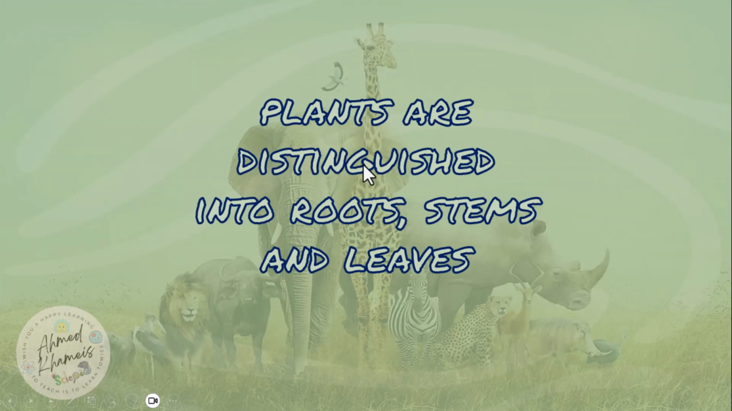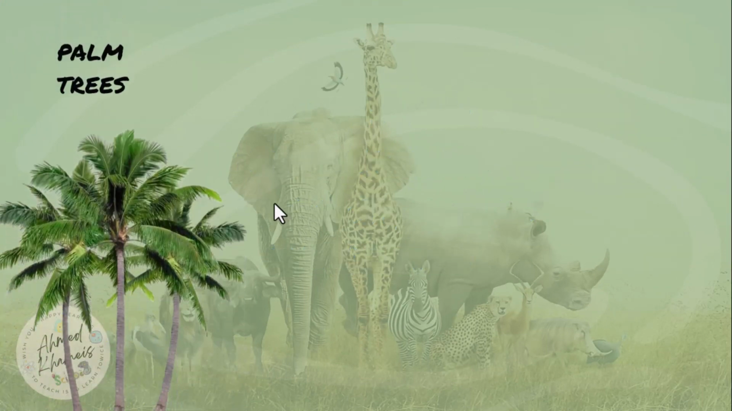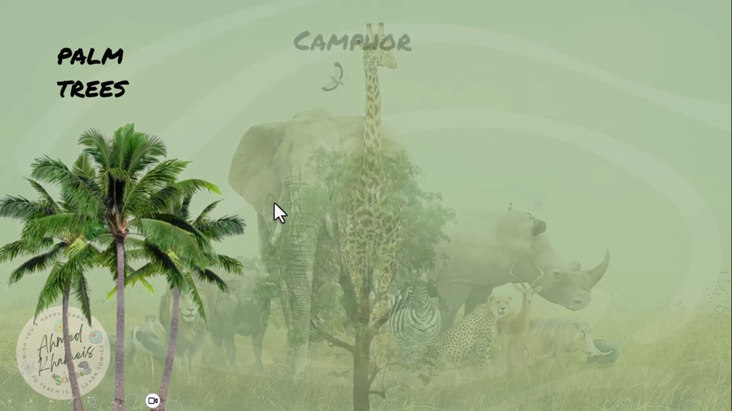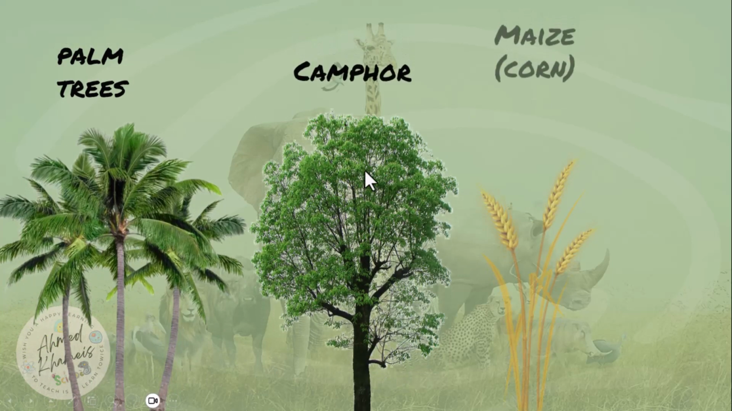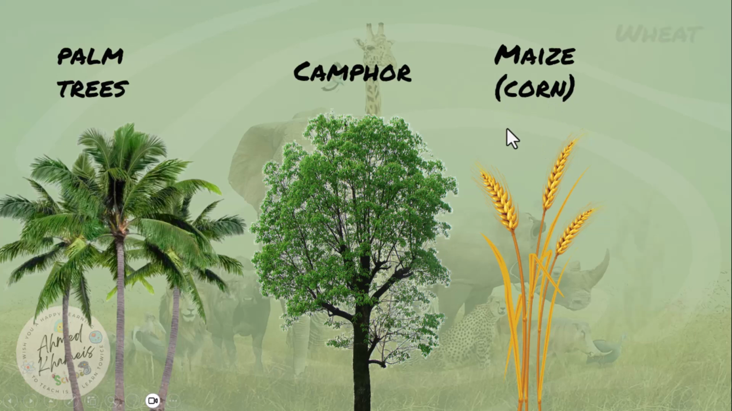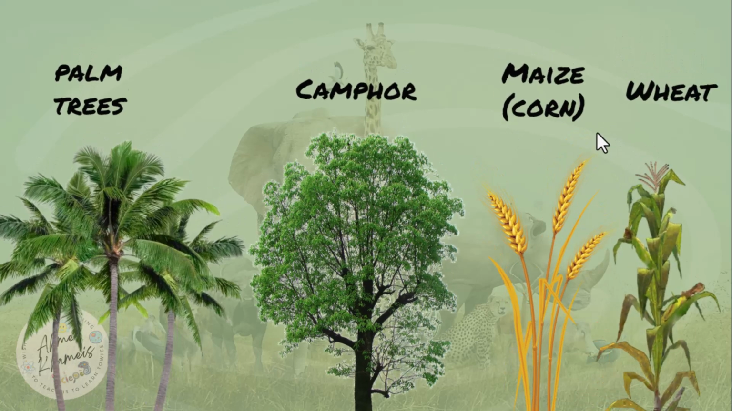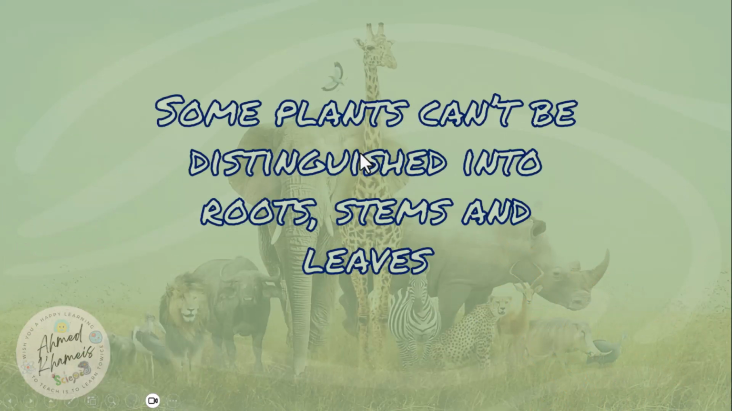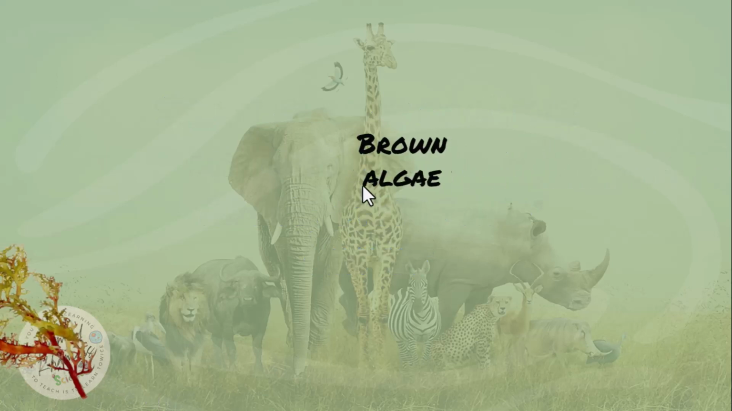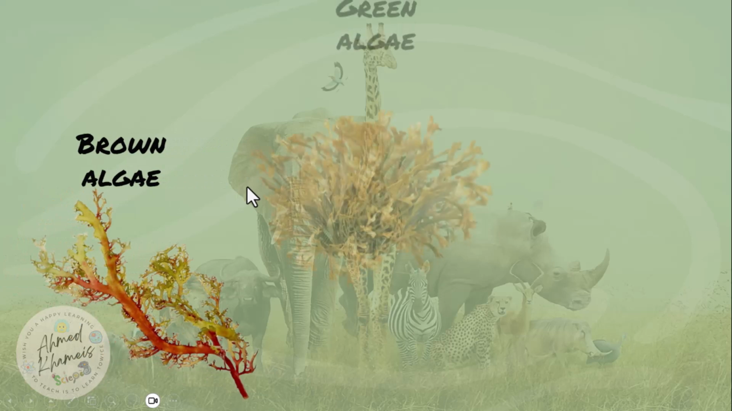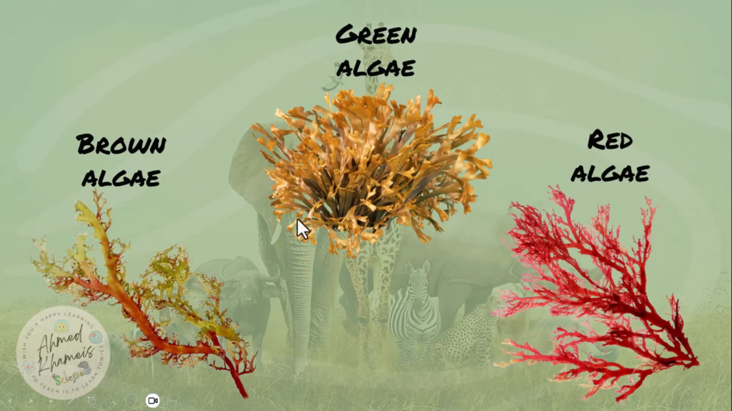So for the external shape, we have plants that are distinguished into roots, stem, and leaves, like palm trees, kafur, maize, which is the corn, and wheat. And we have plants that don't distinguish into roots, stem, and leaves, like brown algae, green algae, and red algae.